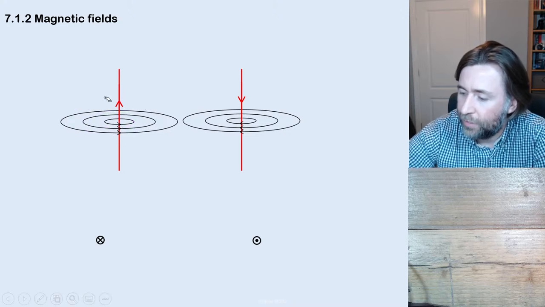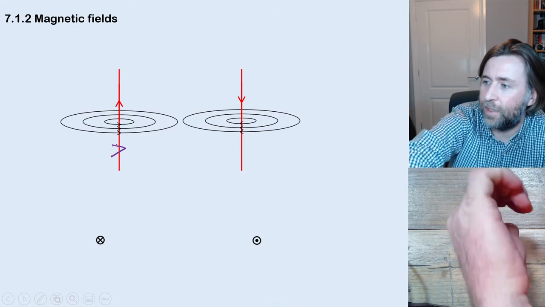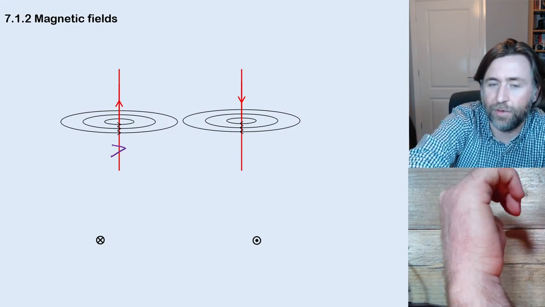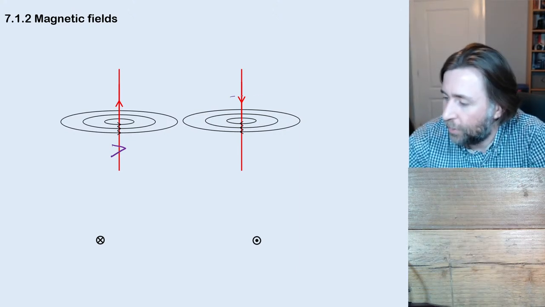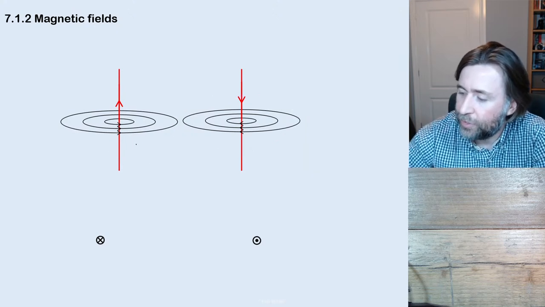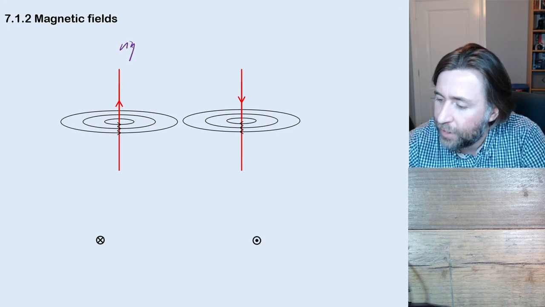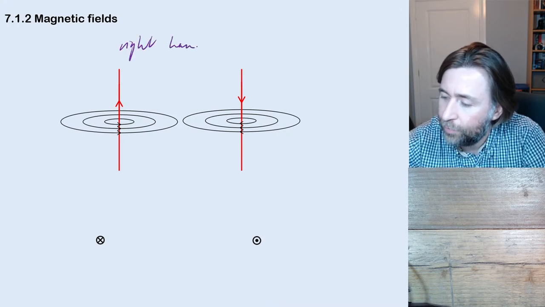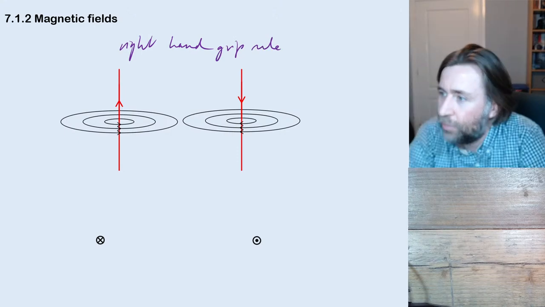The fingers are pointing this way around. And then if I reverse that, if the current is going down in the direction of the thumb, then the fingers are pointing the other way around, the opposite way around. So the field lines would be this way around. That is how you predict the direction of a field around a current carrying wire. It's called the right hand grip rule. Thumb for the current, fingers for the direction of the field.